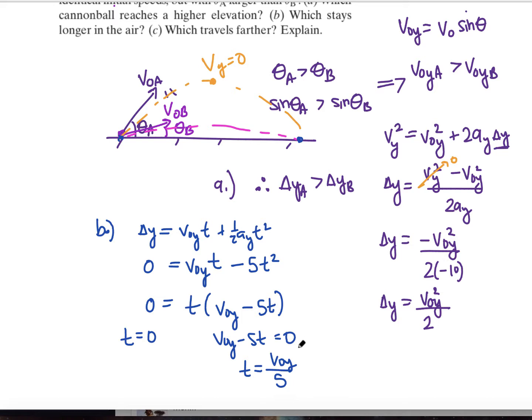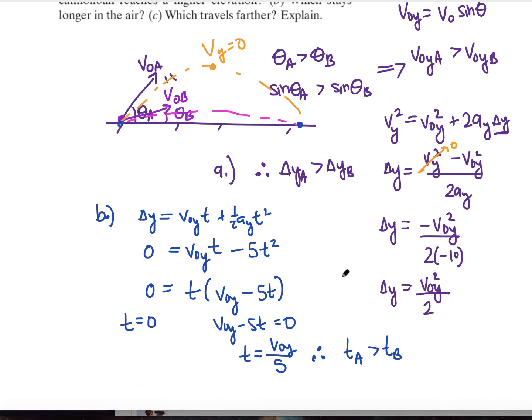So which one stays in the air longer? Well, it's the one with the larger V naught y. Therefore, we have to say that the time for A has to be greater than the time for B because the V naught for A is larger in the y direction. So which one travels further?